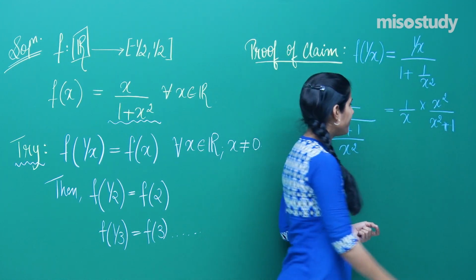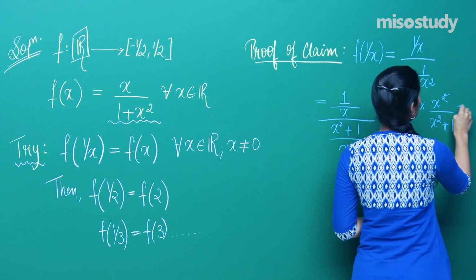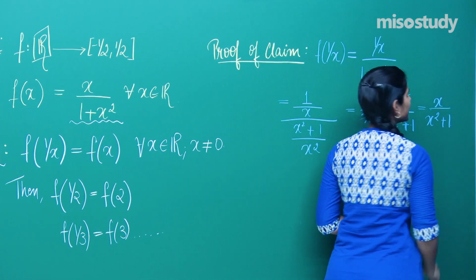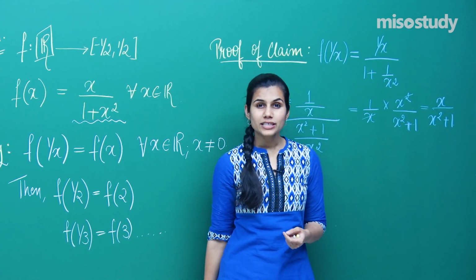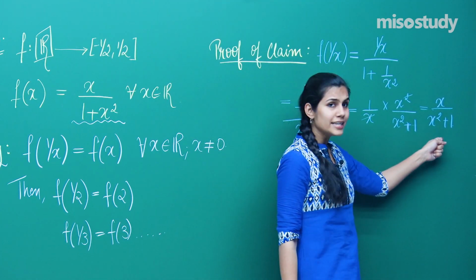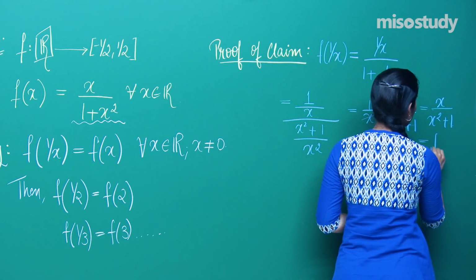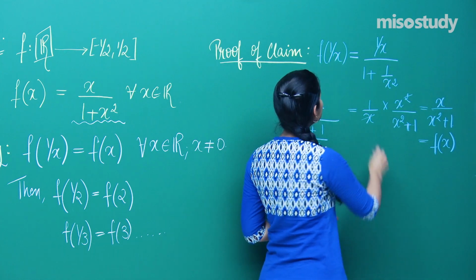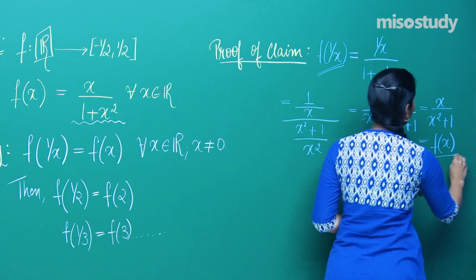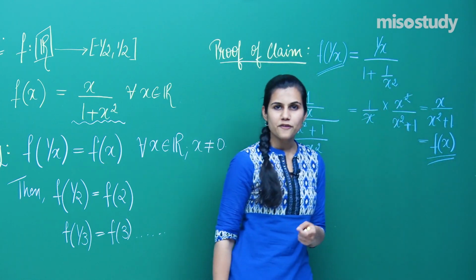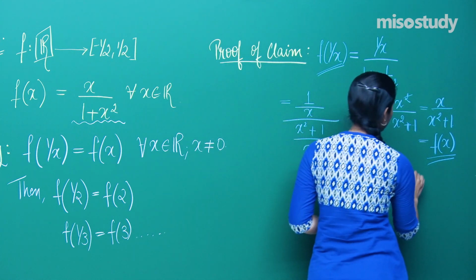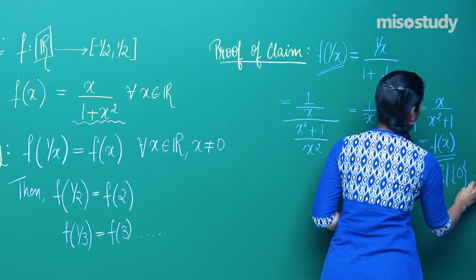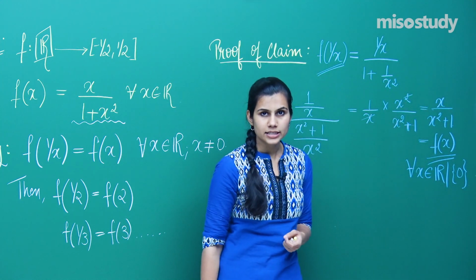this. And this x gets cancelled. You are left with x upon x square plus 1. That is what is holding over here. But what is this? Isn't this equal to f of x? Yes, it is. This means it is true that f of 1 by x is equal to f of x for every non-zero real number, or I can say R minus singleton 0.